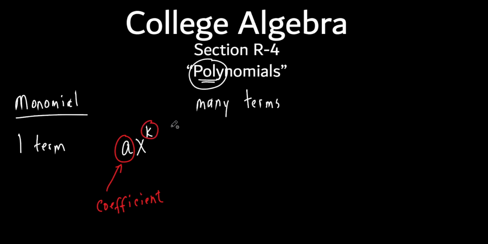This right here, it's an exponent, but we're going to look at it a little differently today. I'll put it in parentheses. We're going to call it the degree of this monomial. We'll talk about that in a minute, but that means it's the degree. And this x right there is just a variable.